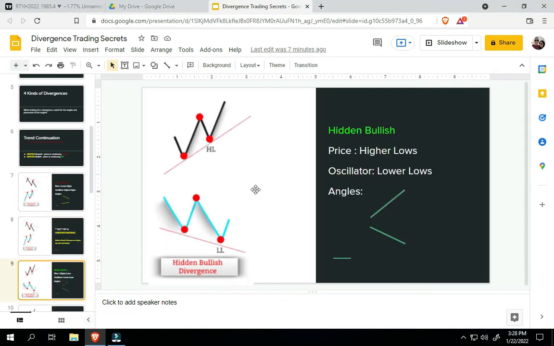All right, so the hidden bullish. If you're in an uptrend, you'll measure the valleys, the bottoms, and you'll have higher lows as the trend continues up. But your oscillator is going to show lower lows. This will be the mathematical sign of less than. The thing that you're going to see different is that anytime we're talking about bullish, the angles are going to be at the bottom of the price and at the bottom of the oscillators, the valleys.